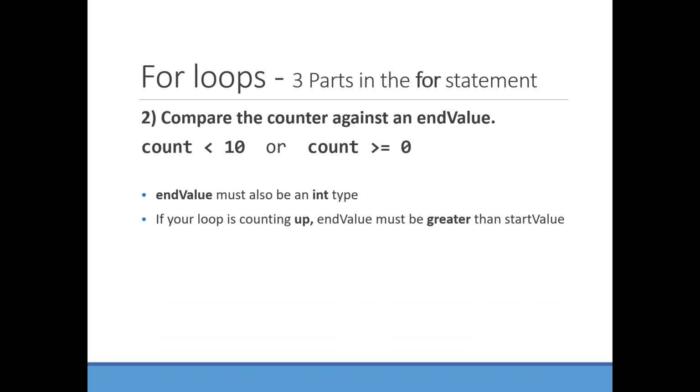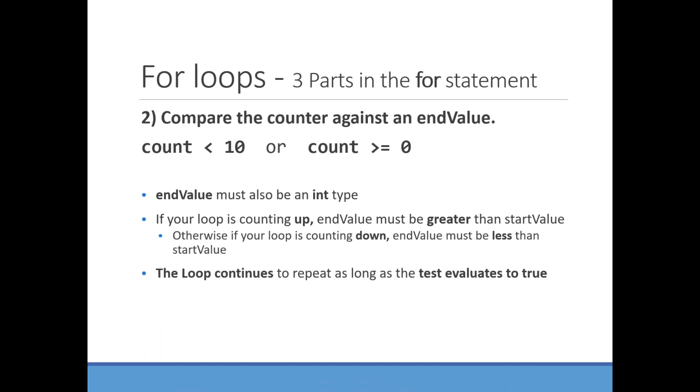And the end value depends on whether you're counting up or counting down. If you're counting up, that means the end value has to be bigger than where you started. If you're counting down, that means the end value needs to be smaller than when you started. If it's not, you're going to get an error, and you're going to get that infinite loop that we have issues with.